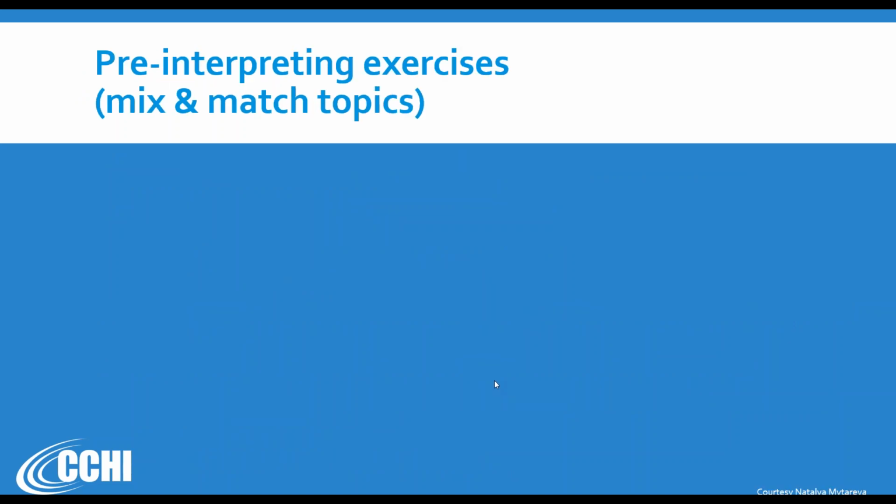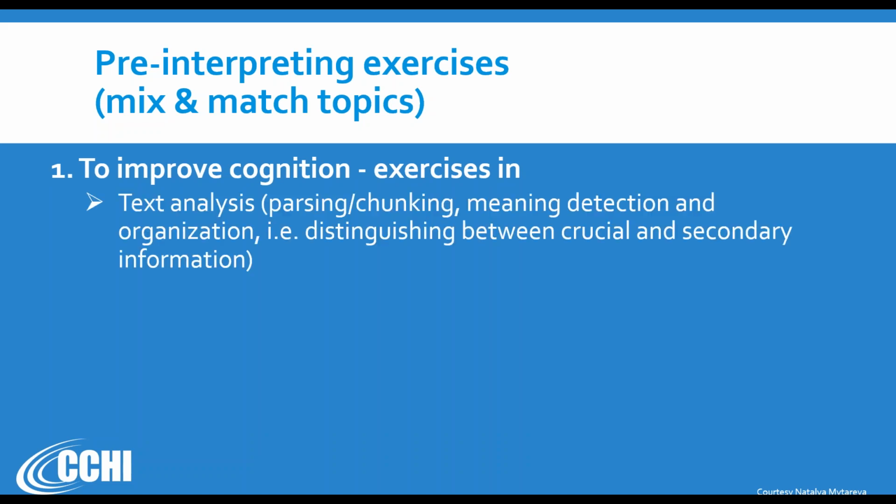Now, there are different kinds of pre-interpreting exercises that you can do. By pre-interpreting, I mean they're not really assessing your interpreting, but they're preparing you. You can mix and match topics, so don't do everything on one topic, because it's pretty boring. Start with cognition: understanding text analysis, as I said. When you read the text, you can distinguish between critical and secondary information.